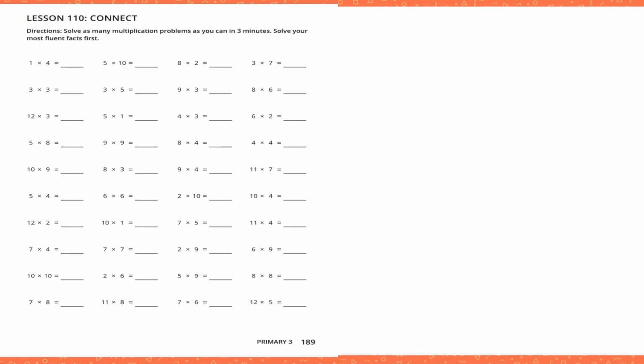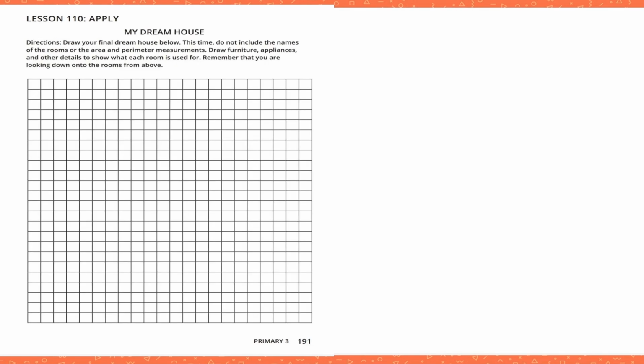Lesson 110, the connect part. Here are some multiplication problems that you will solve as homework. Lesson 110, the apply part. Here you can draw your dream house as we drew before and find the total area and the total perimeter as homework.